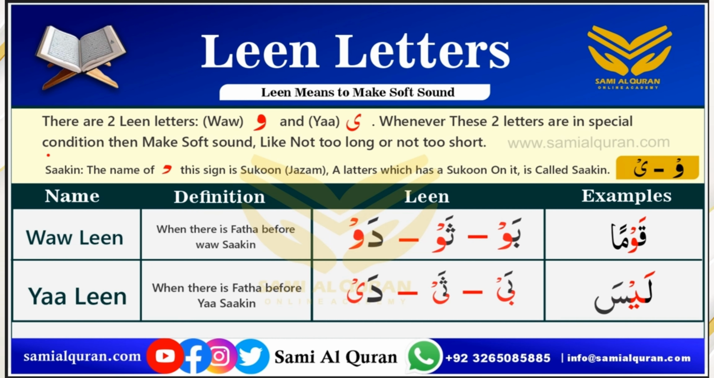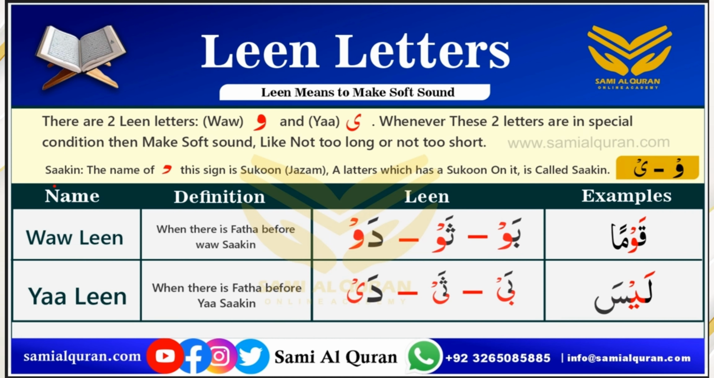Now the sakin, what is sakin? The name of this sign is sukun or jazam. A letter which has a sukun on it is called sakin. Here you can see this is waw sakin because it has the sukun sign on it. And here is ya sakin because it has sukun on it. So everywhere you see any letter with the sukun sign, we call it sakin letter.